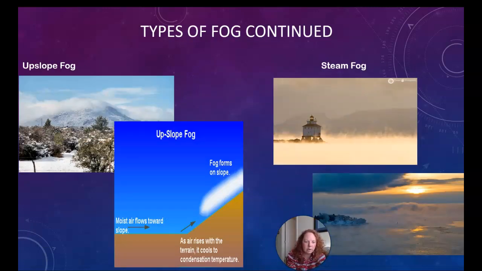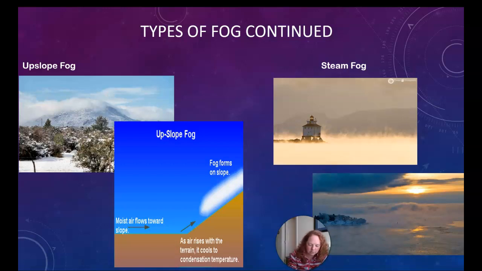So the next two are upslope fog and steam fog. Upslope fog forms as a result of moist, stable air being cooled adiabatically as it moves up sloping terrain. So that's what you're looking at in this picture here for upslope fog. You can see how the moist air is moving towards the slope, and then as air rises with the terrain, it gradually moves up the slope. I thought that was a pretty good illustration.